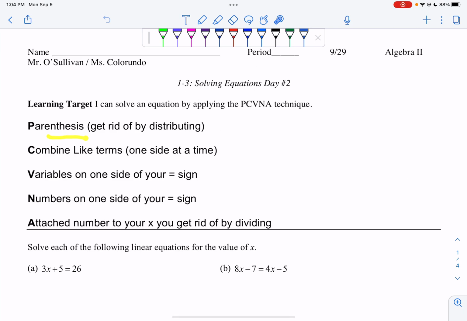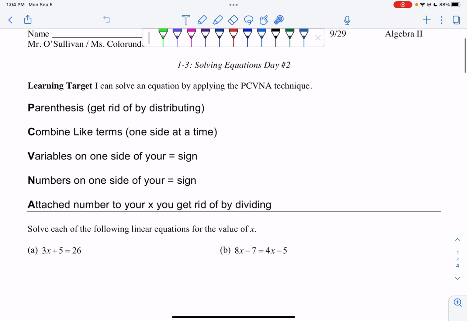Step 1 is your parentheses you get rid of by distributing. C stands for combine like terms, one side at a time. V stands for variables on one side of your equal. N stands for numbers on one side of your equal. And A stands for get rid of the attached number to your x or variable by dividing.